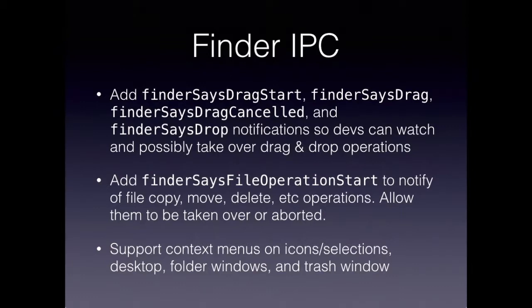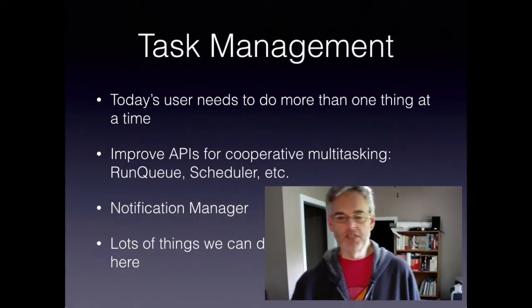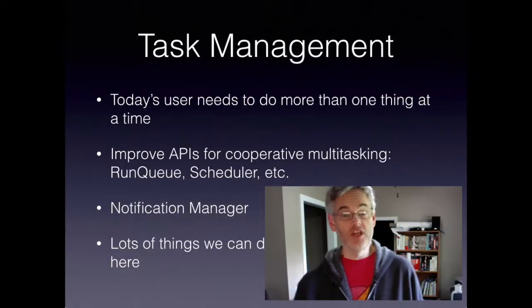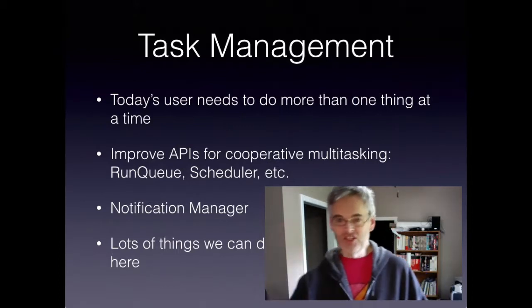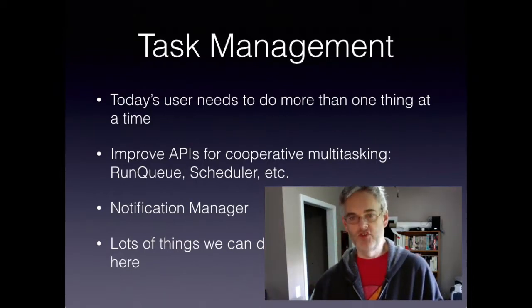Task management. Today's user needs to do more than one thing at a time, so we need to improve APIs for cooperative multitasking and scheduling of activities, the run queue, the scheduler, and so on. There's a lot of stuff we could do here, and to be honest, I don't have a lot of answers at the moment, although I know we can make it better.